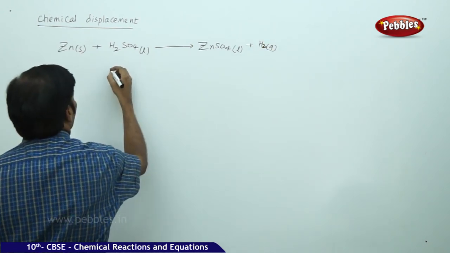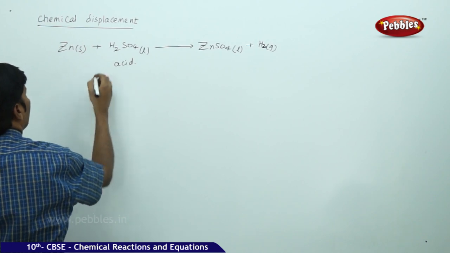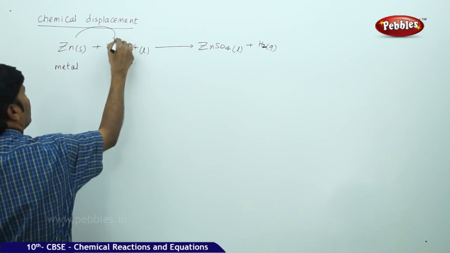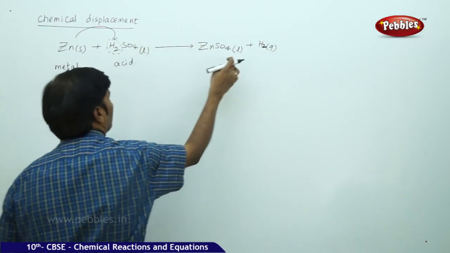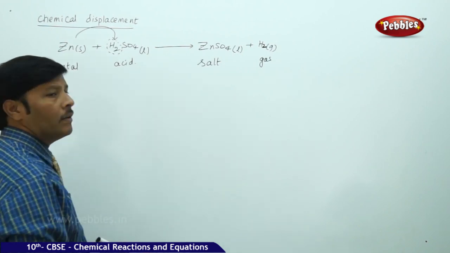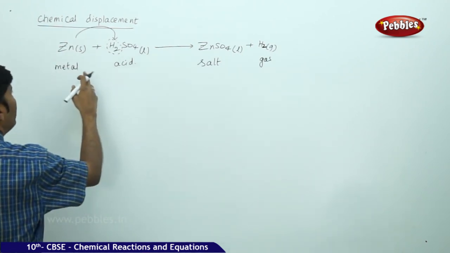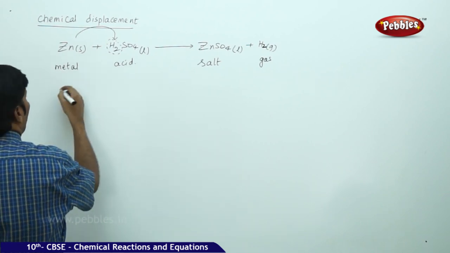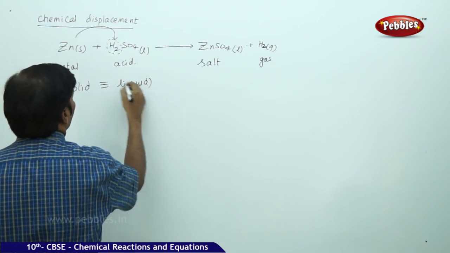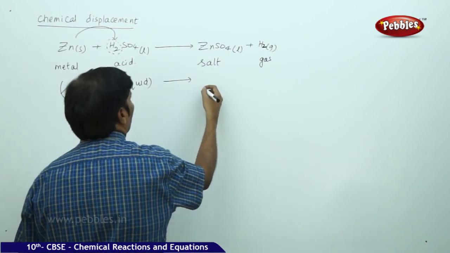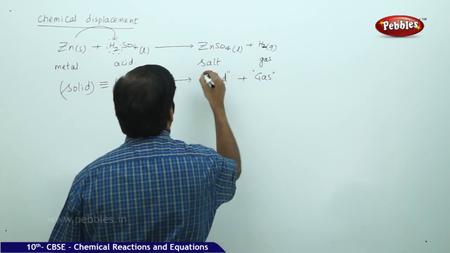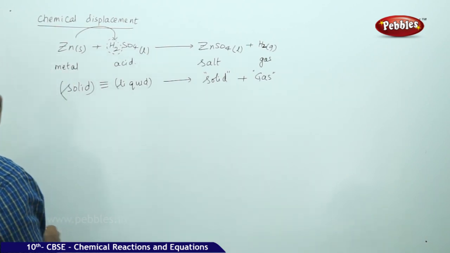So what you are noticing here is that sulfuric acid is an acid and this is a metal. The metal is coming and replacing the hydrogen gas, H2 gas, from the acid. So you are getting zinc sulfate as a salt and this is a gas. This is a sort of chemical displacement. So what information can you gather from this? Here solid reacts with liquid. The liquid is acid, the solid is metal, giving rise to a salt and a gas. This is the information we can gather from chemical displacement.